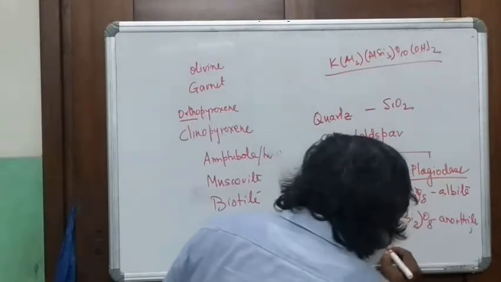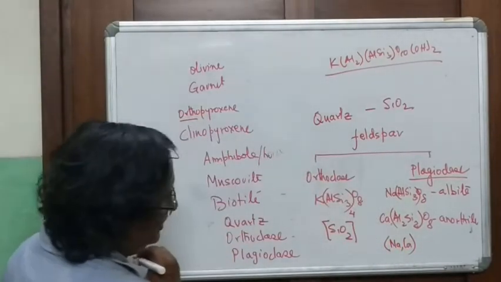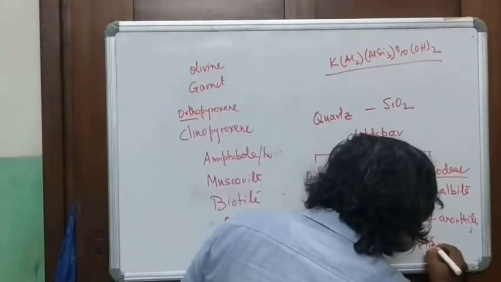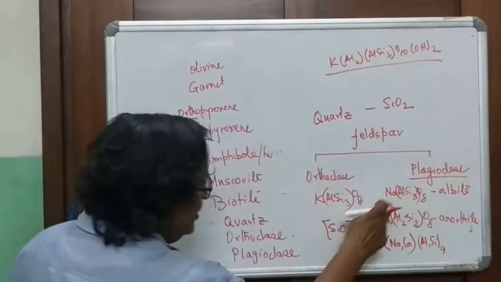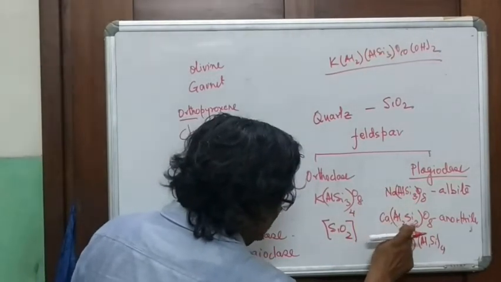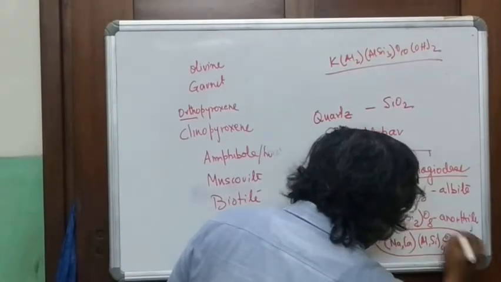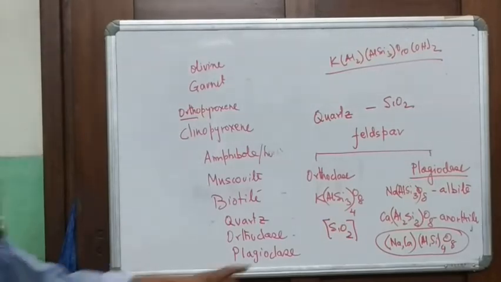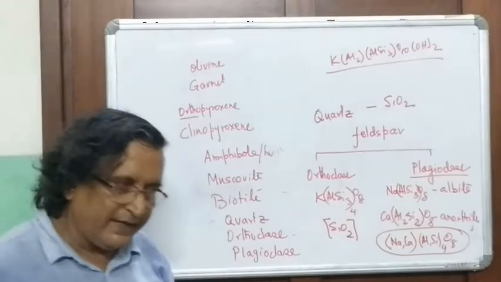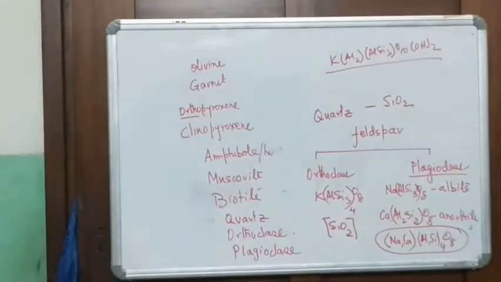So the formula for plagioclase is (Na,Ca)(Al,Si)4O8. Here, in albite, Al is to Si is 1:3. In anorthite, Al is to Si is 1:1. This is the formula for plagioclase, and this is the formula for orthoclase. Have you understood? So these are some of the mineral names that you have to remember.